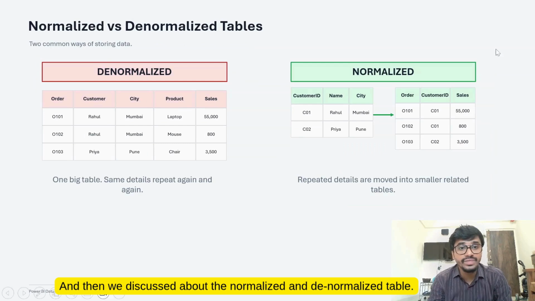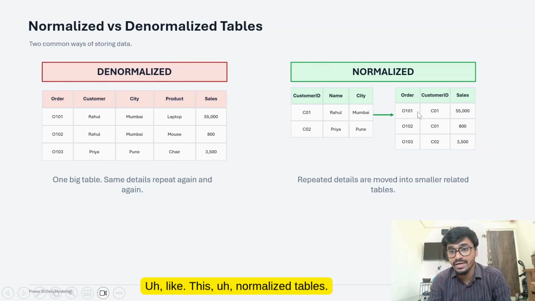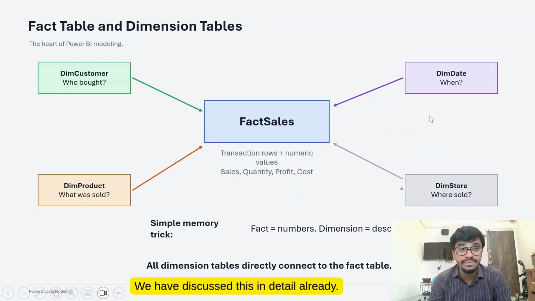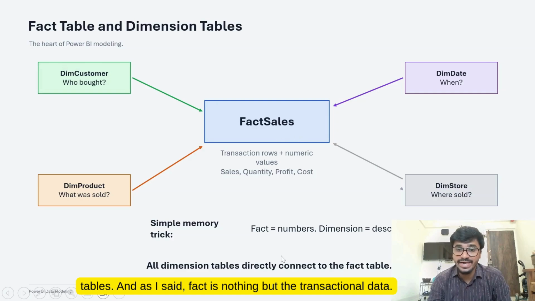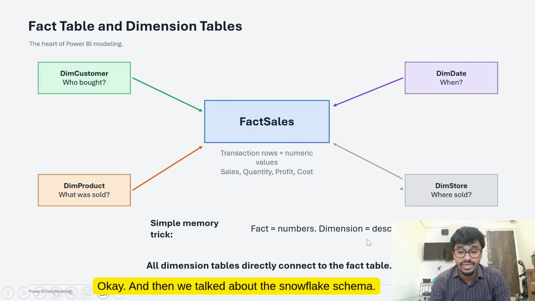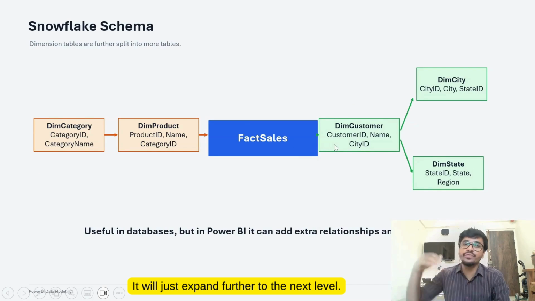And then we discussed the normalized and denormalized table. As I said, the initial table was denormalized, and then we created these normalized tables. We have discussed this in detail already. Then we talked about the fact and dim table. As I said, this is a fact table surrounded by these dimension tables. And as I said, fact is nothing but the transactional data. It will have numbers. And dimension data is nothing but the description. And then we talked about the snowflake schema. It will just expand further to the next level.